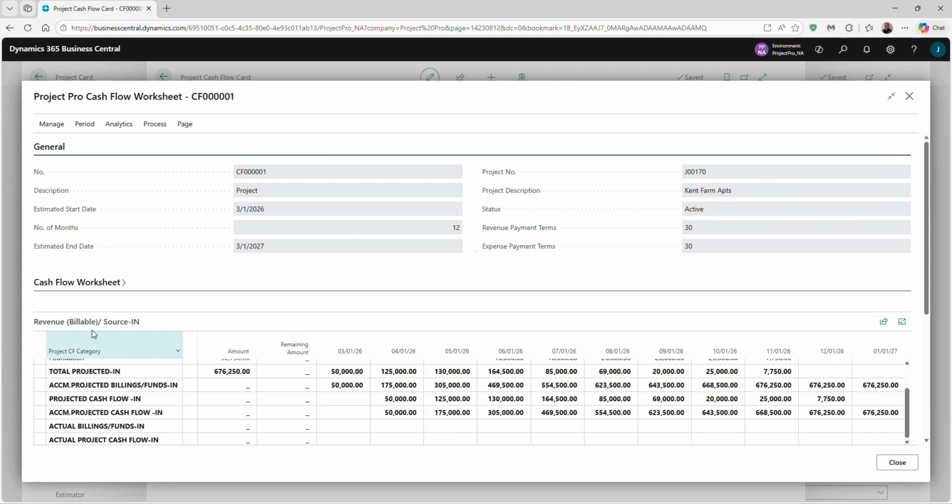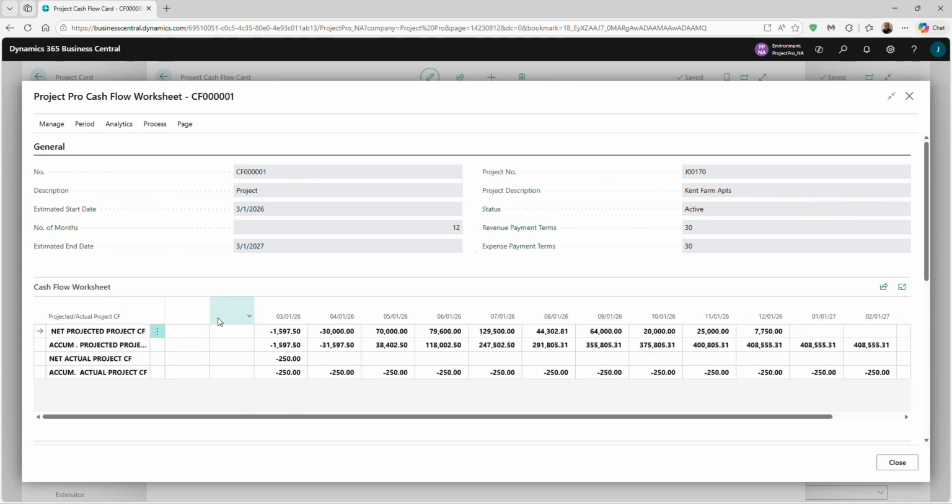If we open the cash flow worksheet, we'll see the net results. We might notice a negative cash position in the first 2 months, but it turns positive by the 3rd month and continues positively. Additionally, the actuals start to build here. As we invoice and encounter expenses, the actuals accumulate, allowing us to monitor our progress against the projection.